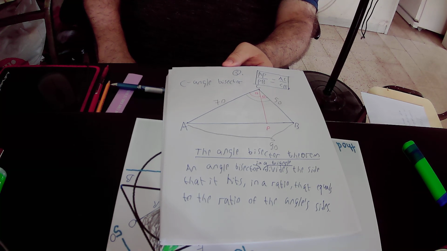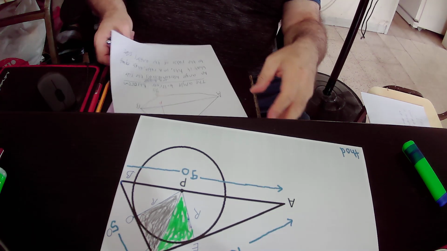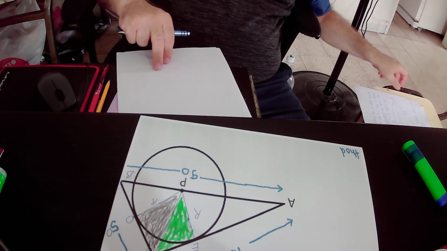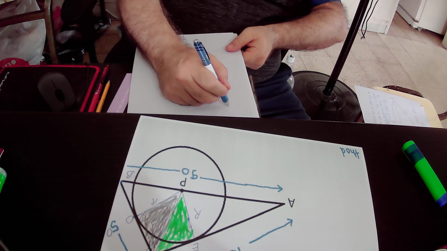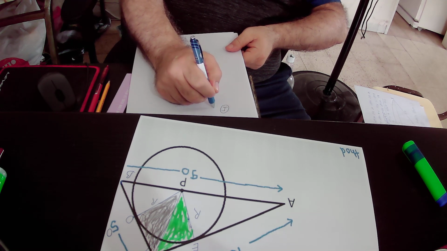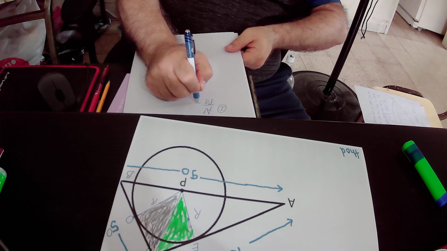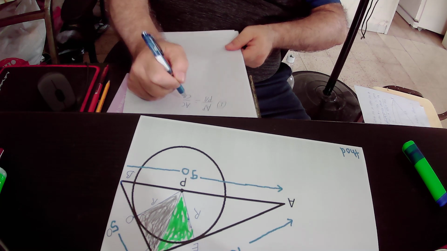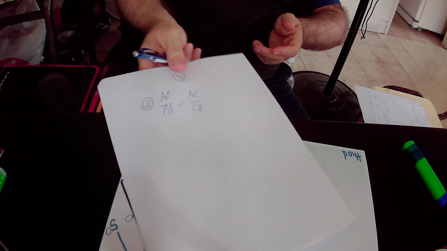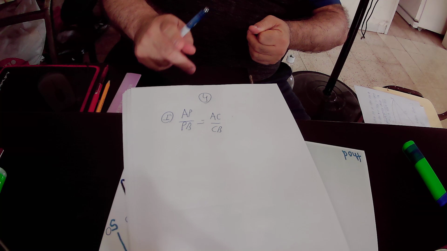So I will write the equation again. I will mark it as equation 1. AP over PB equals AC over CB. So actually this is equation 1 of the angle bisector theorem.